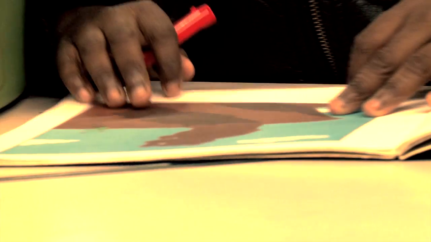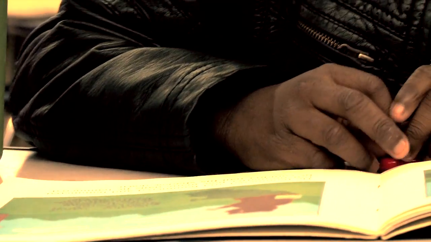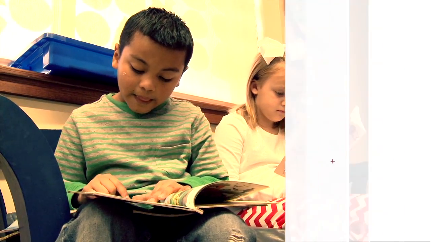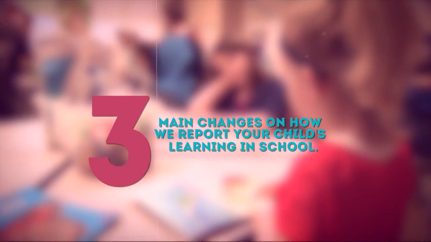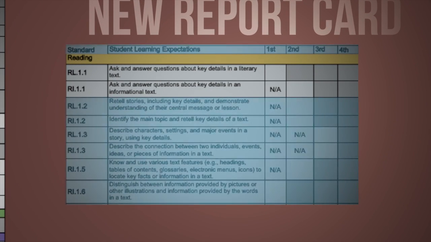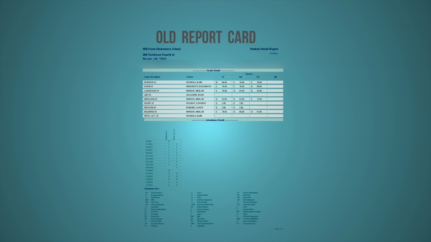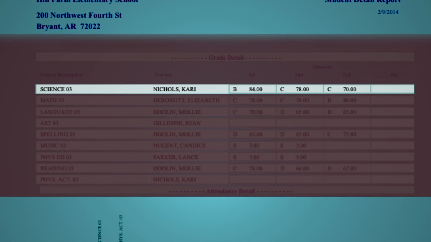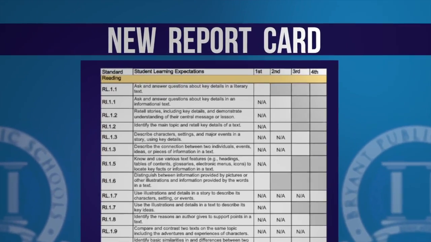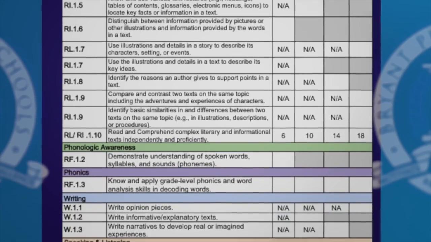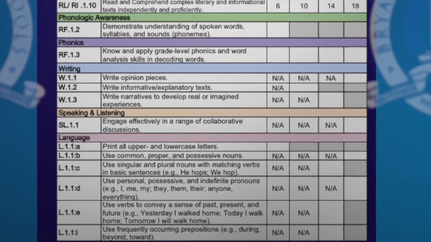All students are expected to meet or exceed the standards and are given many opportunities to show that they are proficient in that standard. So, let's take a look at the three main changes on how we report your child's learning in school. For math and literacy, the standards are organized into categories or groups of related skills. In the past, everything your child knew about each subject was combined into one grade. No longer will your child receive only one letter grade for each subject. Now you will receive specific information on your child's proficiency with each standard.